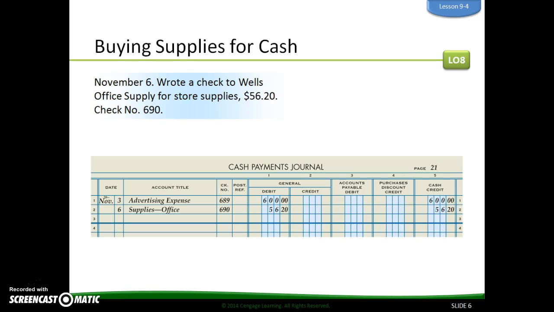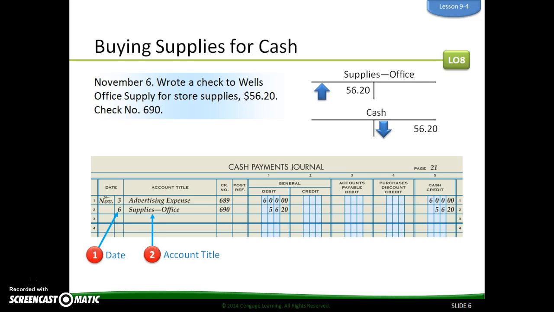Okay, now if I'm buying supplies for cash, I'm going to do this on November 6th. I'm writing a check to Wells Office Supply for some store supplies for my shop. $56.20, check number 690. Again, using my T account, you can see that my supplies is going to go up, so I'm going to have more supplies, and my cash balance is going to go down. So I'm going to go ahead and debit supplies and credit cash.